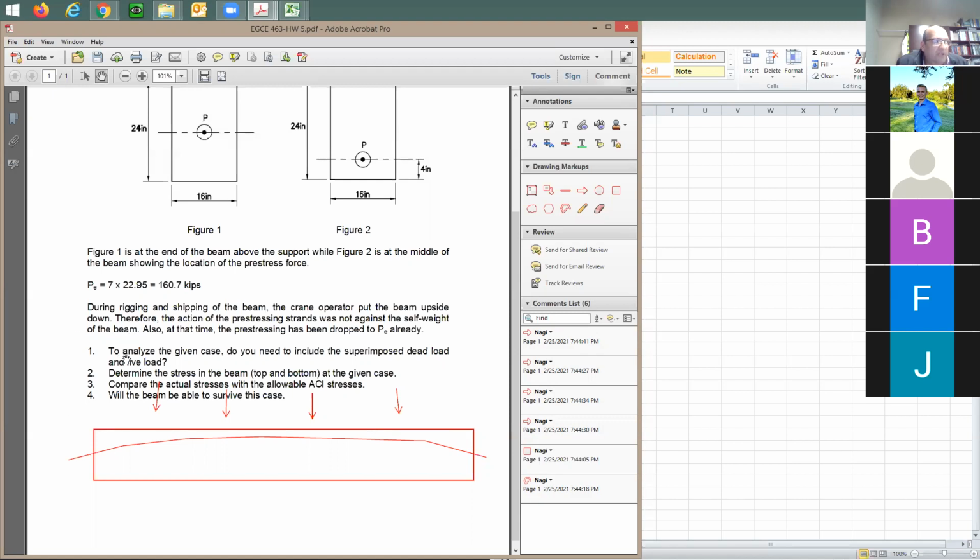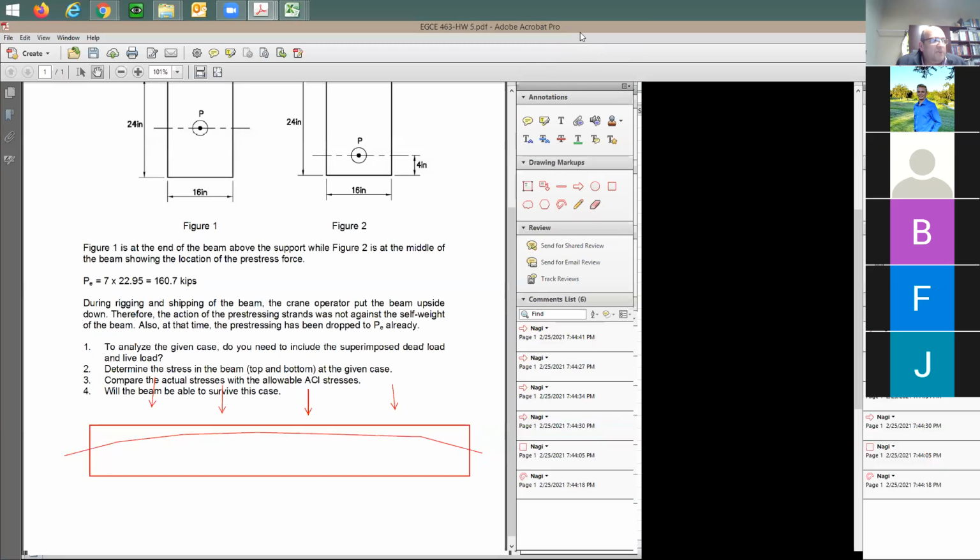Now, first question here, to do this analysis, do you need to include the superimposed dead load and live load? You are checking here the beam in the factory at the precast supplier. Now, do you need to do a check here for the service? I can say, no, this is not our problem now. Our problem is that we would like to see if this beam is still in good shape or not. Otherwise, we're going to trash it. It's not going to be good anymore. So this is going to be the first question.